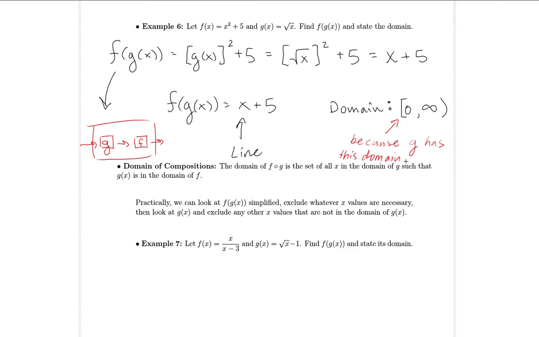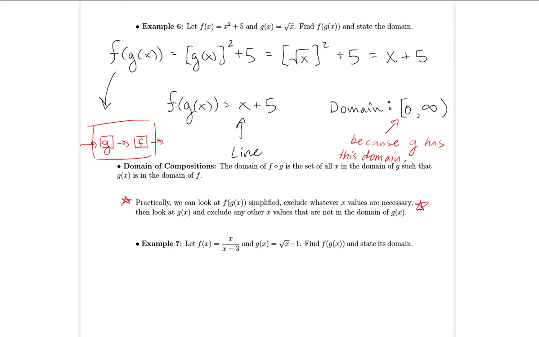So the general principle that we get here is this. The domain of f of g is the set of all x in the domain of g such that g of x is in the domain of f. You all followed that, right? That's not the most friendly of sentences ever written. So here's where I boil it down to what it really means in plain English.